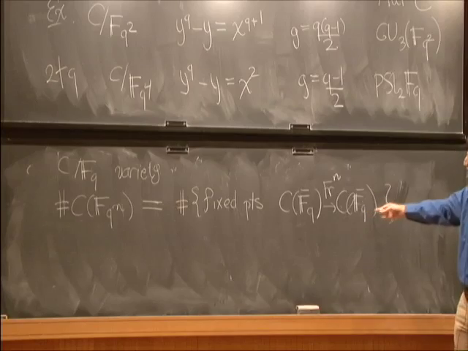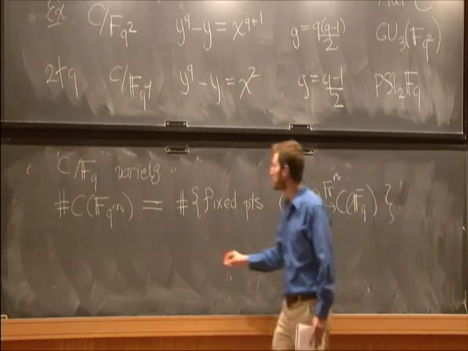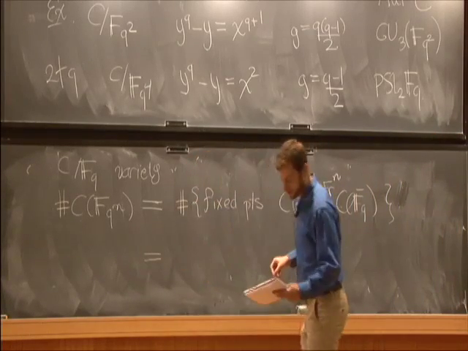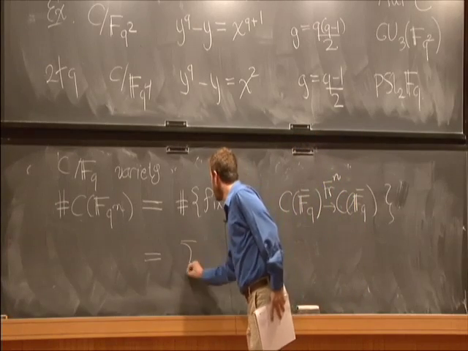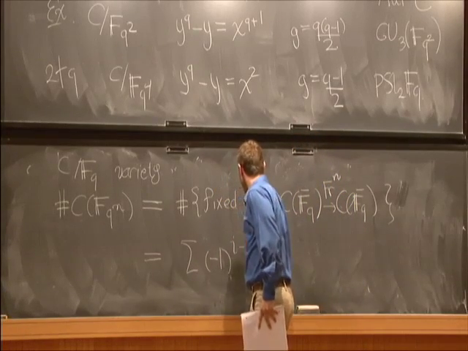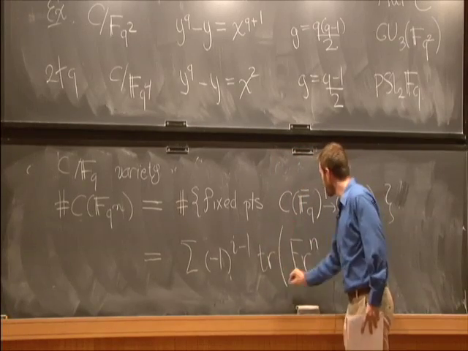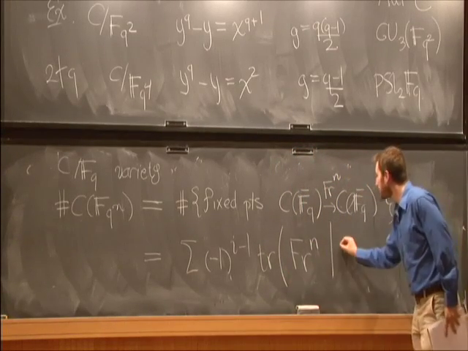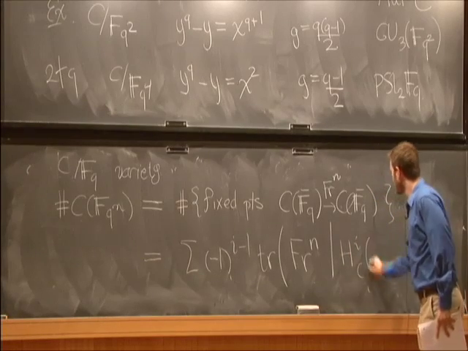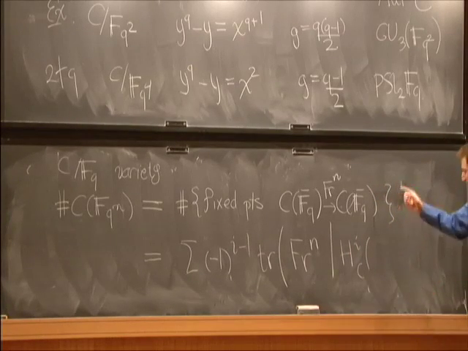And so if you're counting fixed points, there should be a Lefschetz fixed point formula, and that takes the following form. It's this alternating sum of (-1)^(i-1) times the trace of this nth power Frobenius map acting on what? It should be the ith cohomology with compact supports of C.